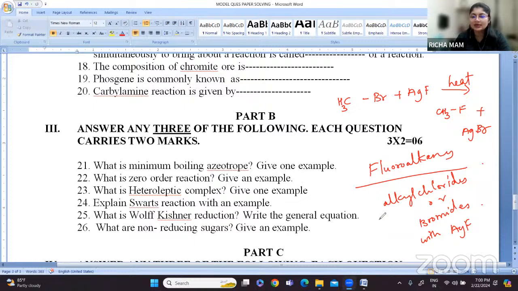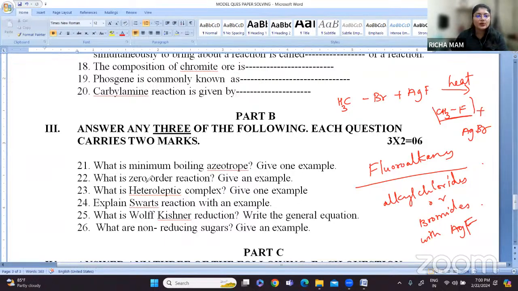So fluoroalkanes can be prepared by heating alkyl chlorides or alkyl bromides with silver fluoride, or with other metallic fluorides, and you obtain fluoroalkanes. So this is the example.